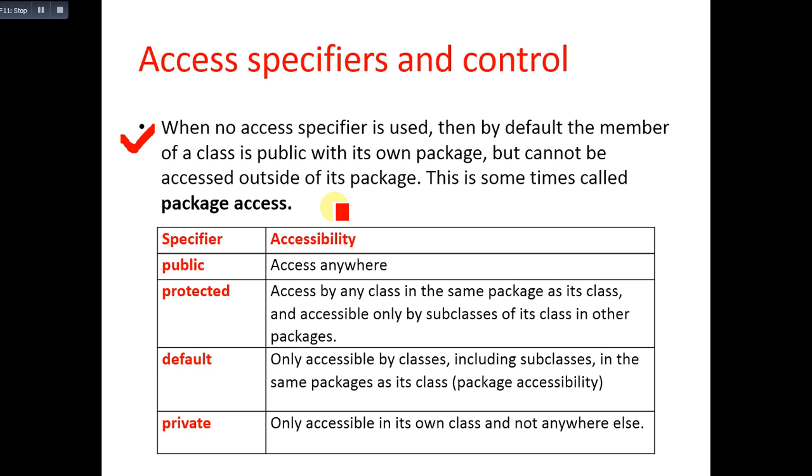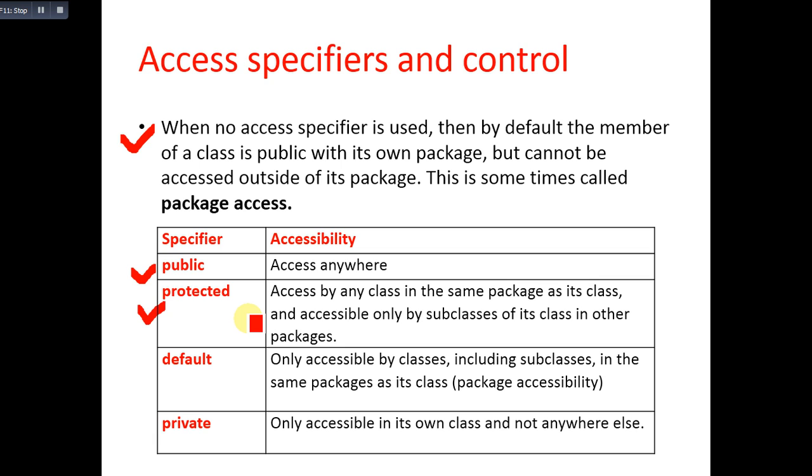So you can see this table. This is classifying each access specifier with an explanation. First is public, which says access anywhere. Second one is protected, which says access by any class in the same package as its class and accessible only by subclasses of its class in another package.